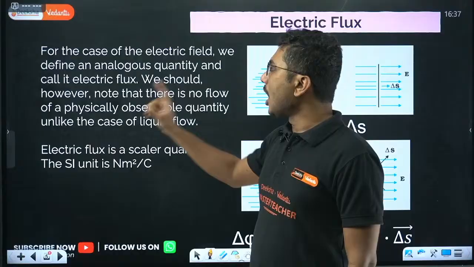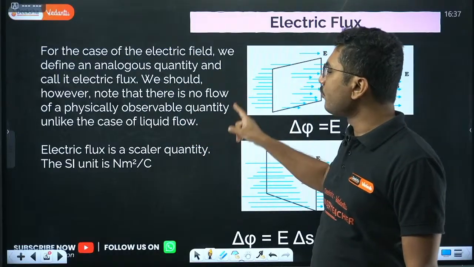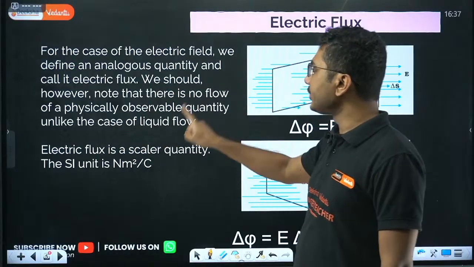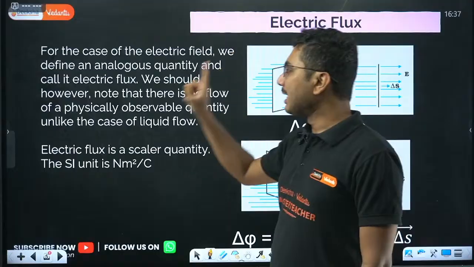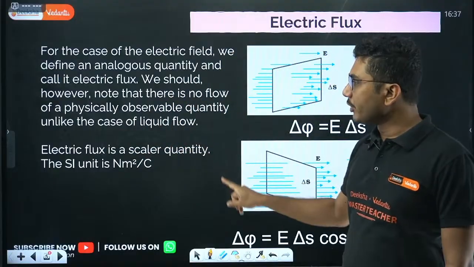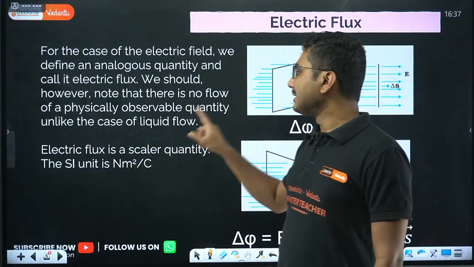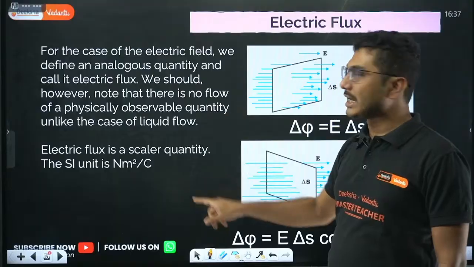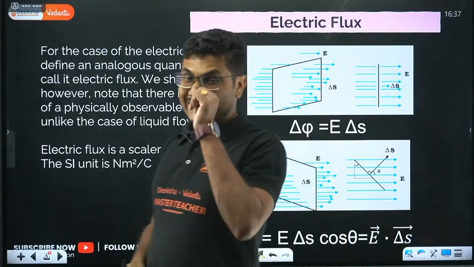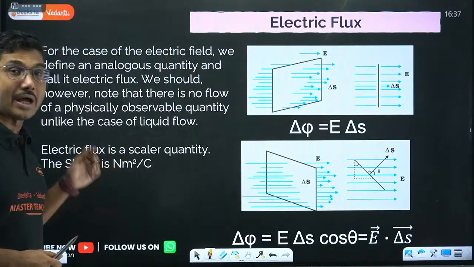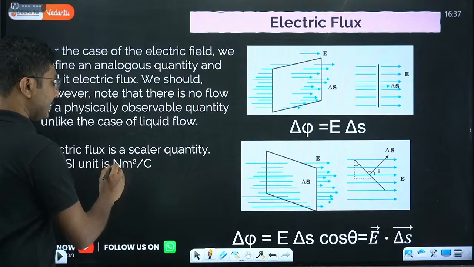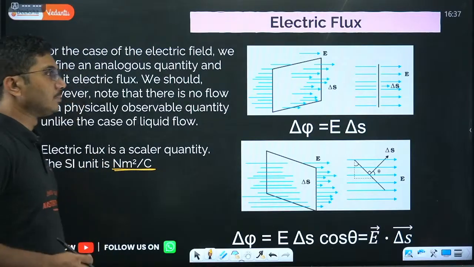We should however note that there is no flow of a physical observable quantity, unlike in the case of liquid flow. Electric flux is a scalar quantity and its SI unit is newton meter square per coulomb. This unit is also very important to remember.